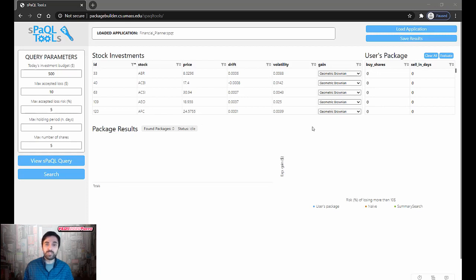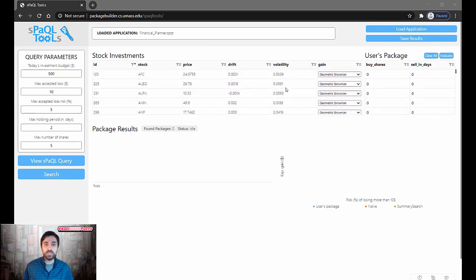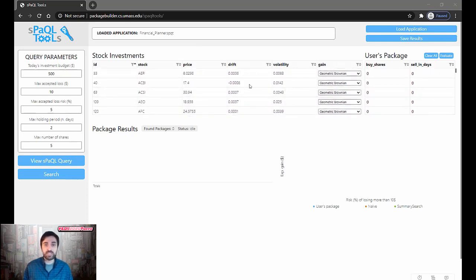We will start off by trying to do this manually and then later talk about our system to do it automatically with guarantees. Here we have a table containing a large set of stocks from the stock market. You can see for each stock we have its current price and other information about its historical performance like drift and volatility. Our objective is to identify a set of stocks to buy today and decide when to sell them back to maximize our revenue.